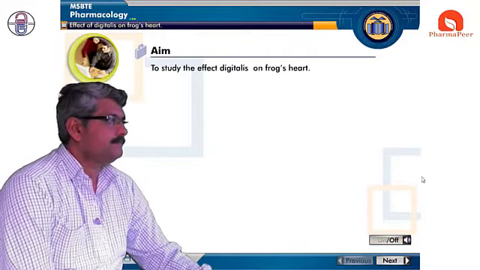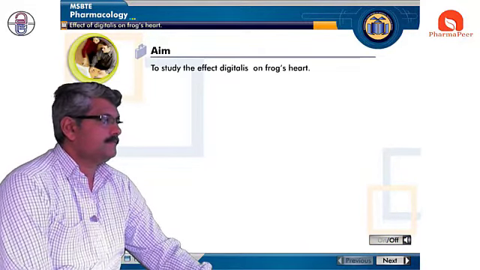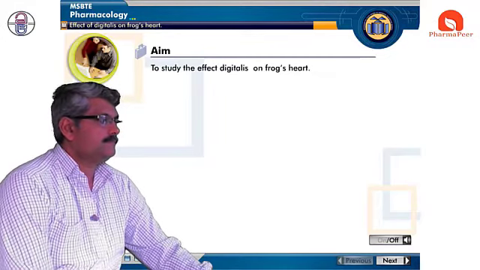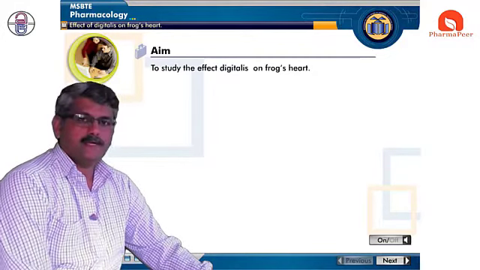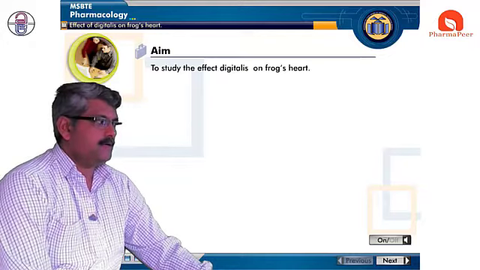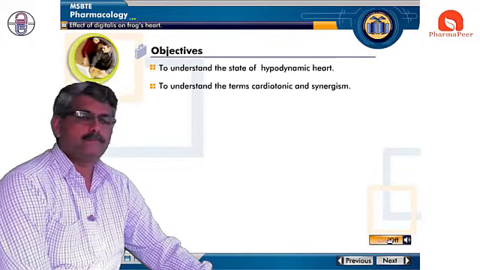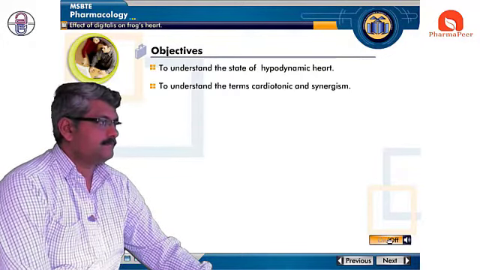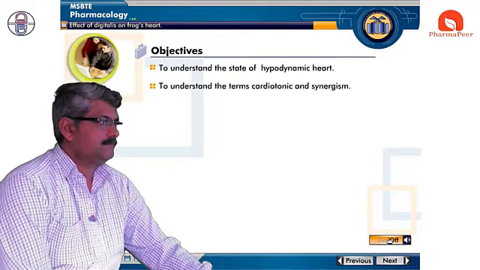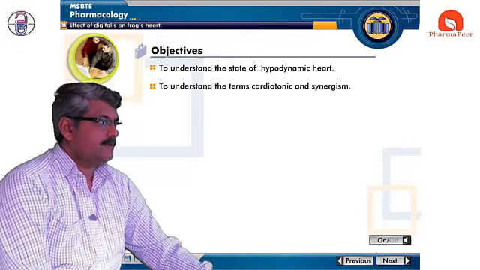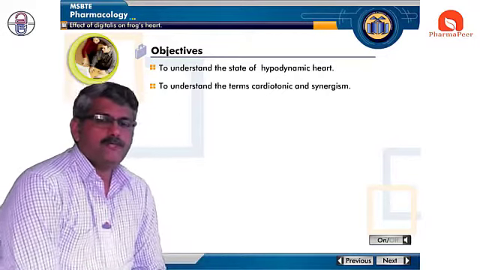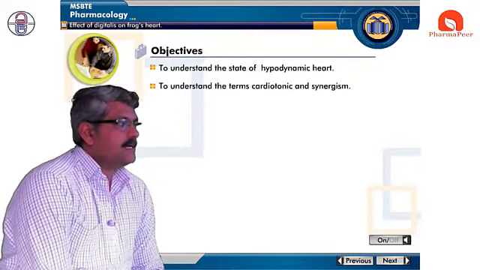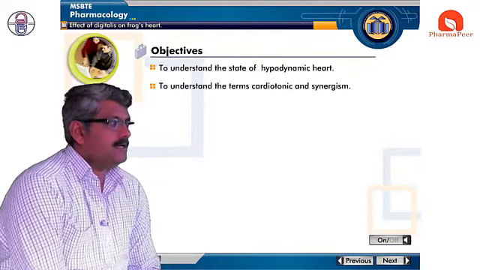The aim of this experiment is the effect of digitalis on frog's heart. This is the title of today's experiment, and next are the objectives of this experiment: to understand the state of hypodynamic heart, and to understand the terms cardiotonic and synergism. So this is the main objective of today's experiment, to understand the state of hypodynamic heart.